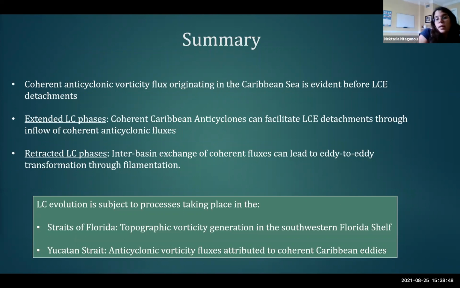Overall, the loop current is subject to processes that happen both in the Straits of Florida with the direct influence of the southwestern Florida shelf topography, affecting the loop current extension, and in the Yucatan Strait with anticyclonic vorticity flux attributed to coherent structures in the Caribbean Sea.